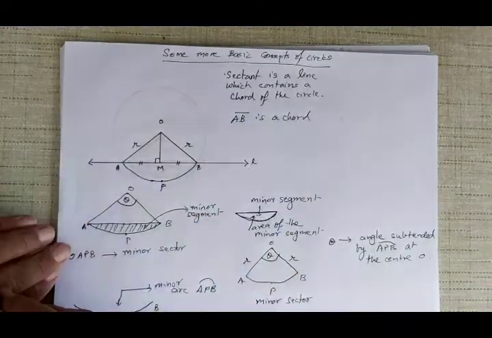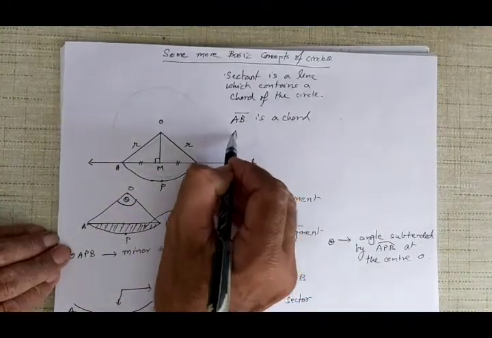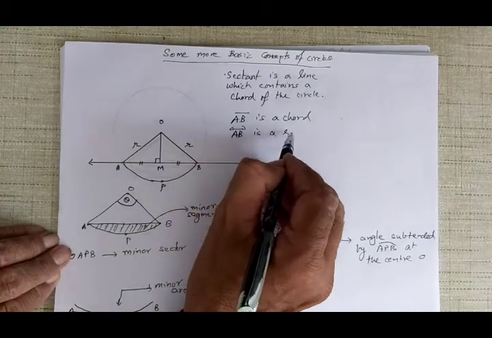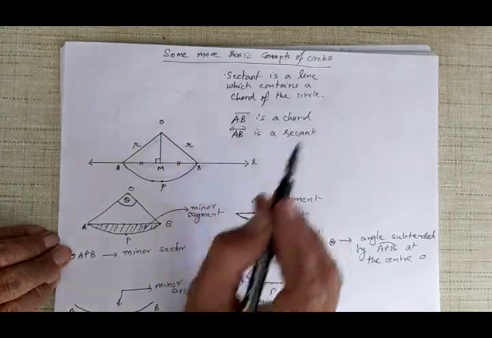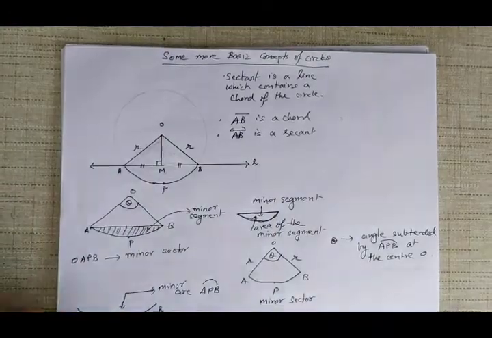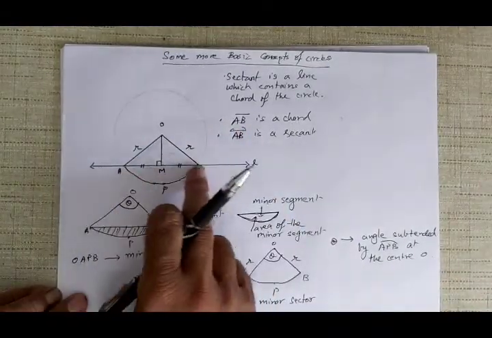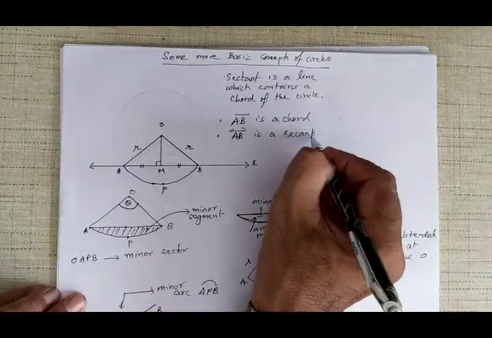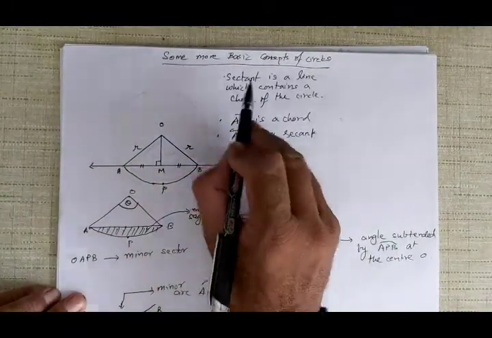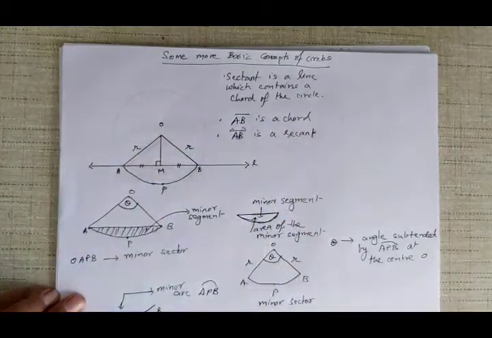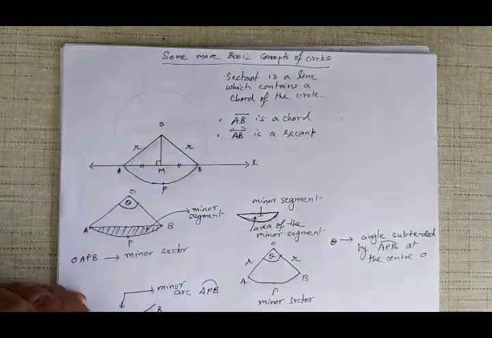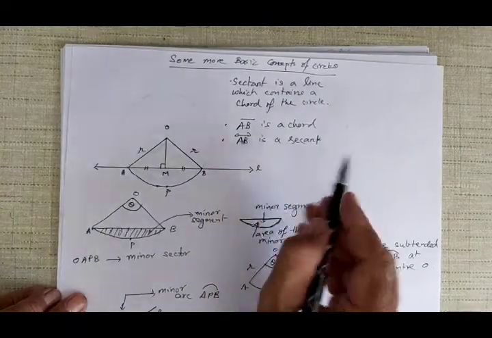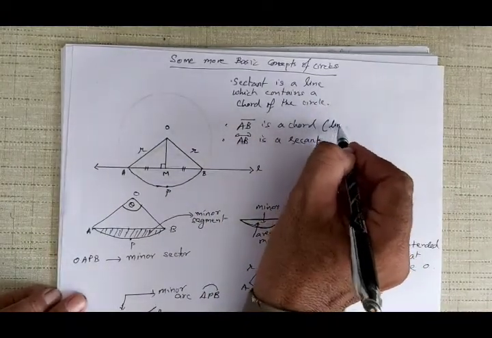Line segment AB is a chord, but line AB is a secant. See the difference between the two. Line segment AB is a chord, only this much part. The whole line is called a secant of the circle. So how can you define a secant? A secant is a line which contains a chord of the circle. This line contains the chord AB. And a chord is a line segment.